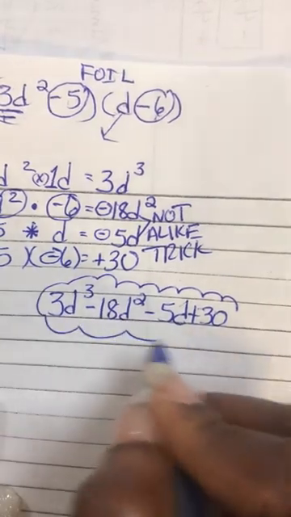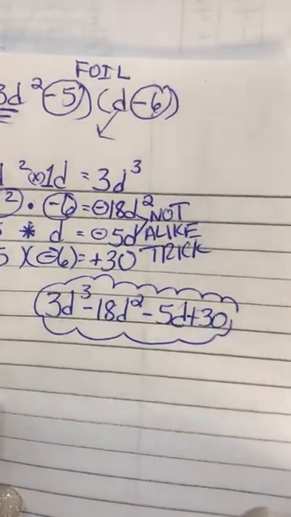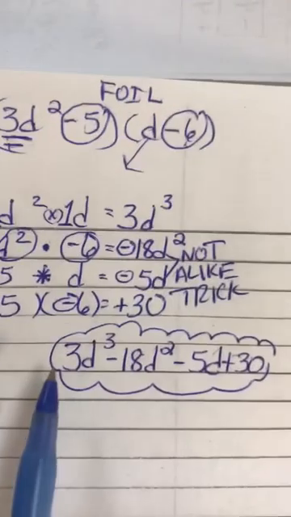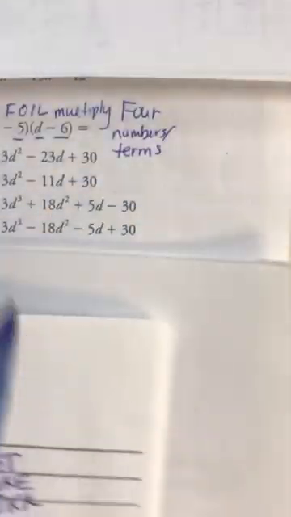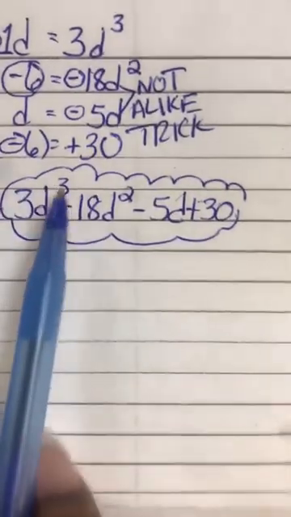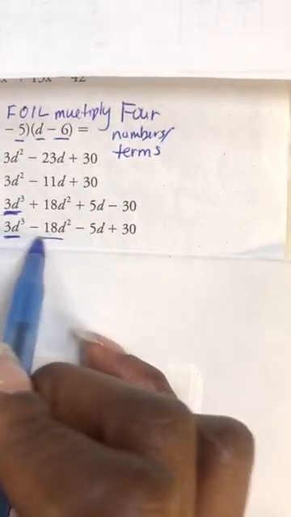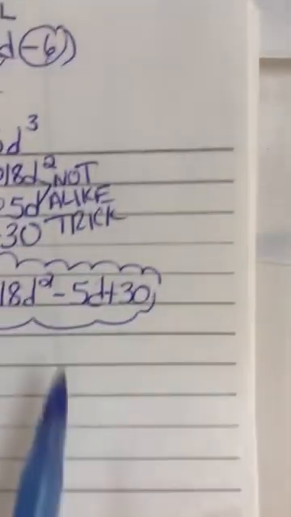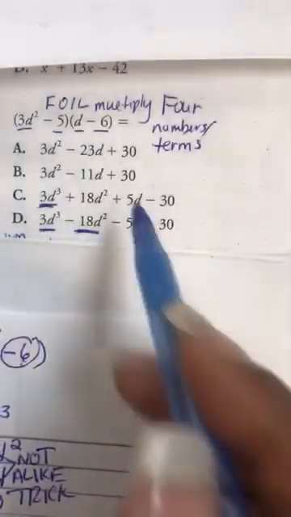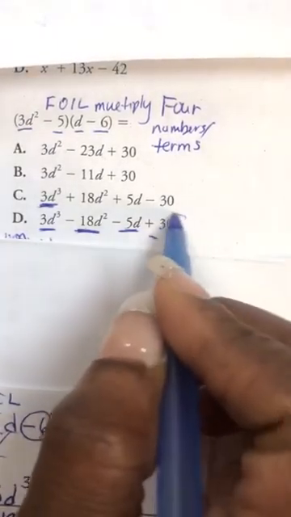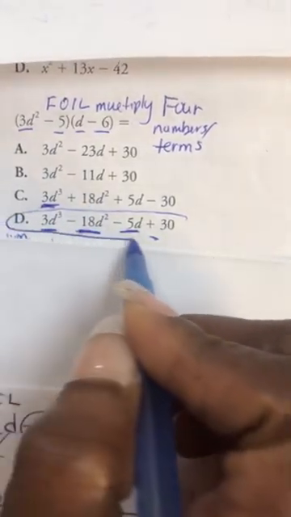So let's look for that answer for number 8 in our answer choices. All right, so for number 8, we're looking for 3d cubed. Okay, here I see 3d cubed for C and D. Then we're looking for a negative 18d squared. I see a negative 18d squared here. So it looks like D is going to be our answer choice, but we're going to make sure. Looking for a negative 5d. I see a negative 5d and a positive 30, positive 30. So that means that D is indeed our answer choice.